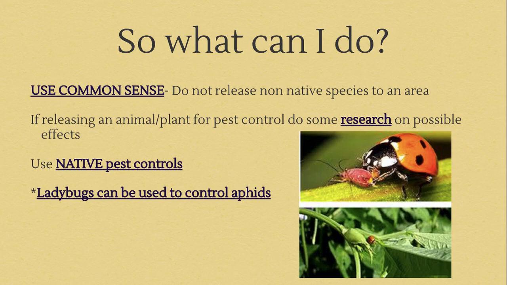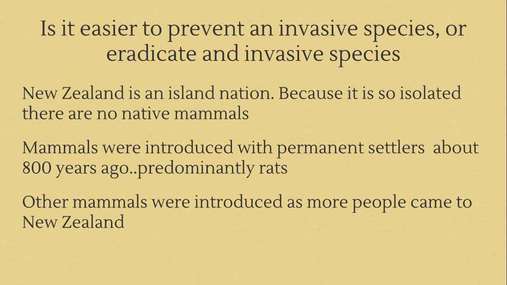But using native pest control as opposed to bringing something in to control animal populations. It's always easier to prevent something than to try to get rid of something. So it's like that old saying, what is it? An ounce of prevention is worth a pound of cure. Something like that. I don't know. But once you have a species overtaking an ecosystem, it gets super, super hard to control.